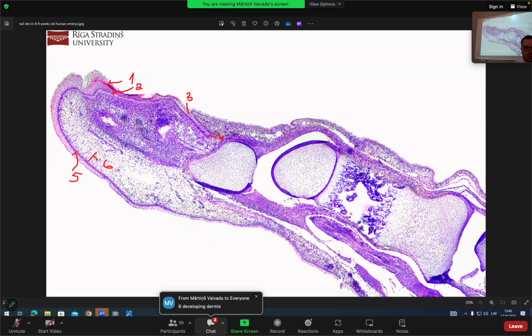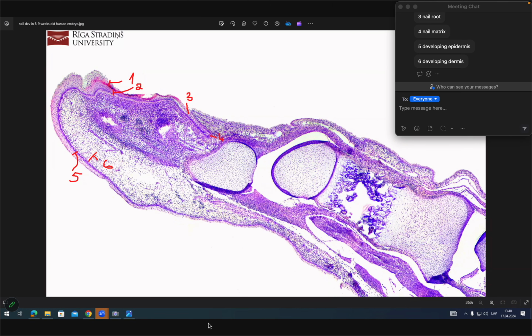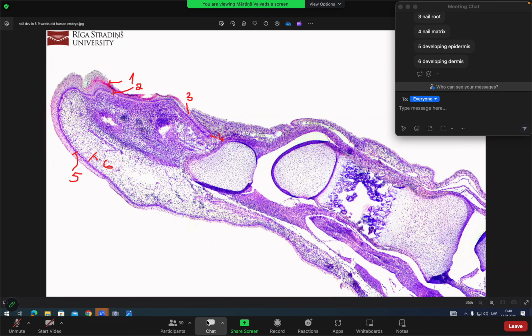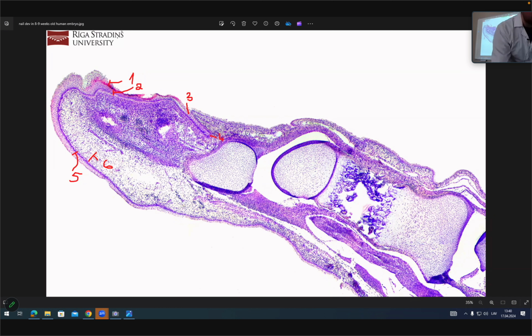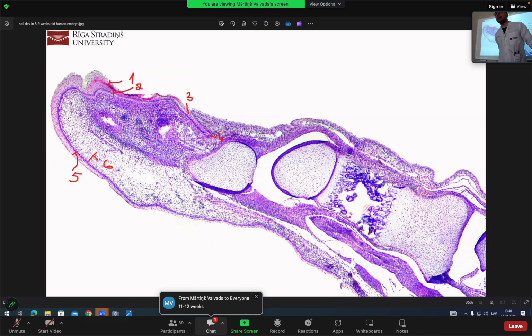You see there's a question in the slide name: only nail, or should we also know the weeks? For the slide, you can use just nail development because there are some variable weeks. If I check here, the slides are given as 11, 12 weeks old. So in human embryos, 11, 12 weeks. Mainly it's taken from human embryos at 11, 12 weeks. But if you forget this for the slide, that won't be a big mistake because there are some variations also.